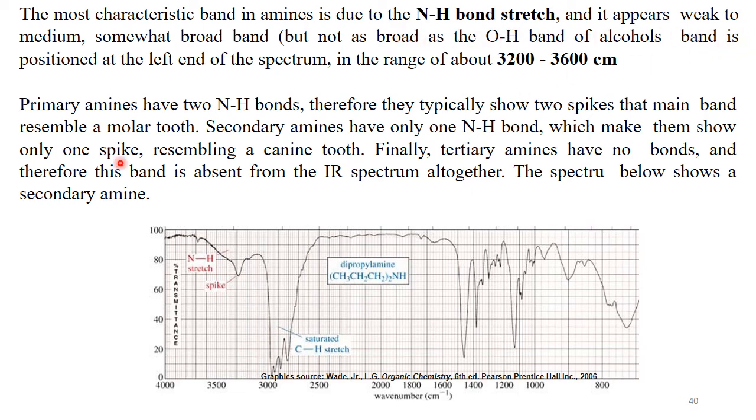Primary amines have two NH bonds, therefore they typically show two spikes. That main band resembles a molar tooth as shown here. Secondary amines have only one NH bond, which makes them show only one spike, resembling a canine tooth. Finally, tertiary amines have no NH bonds and therefore this band is absent from the IR spectrum altogether.